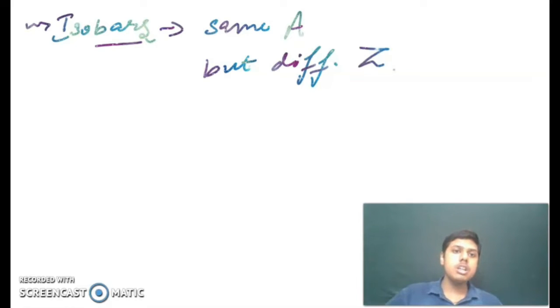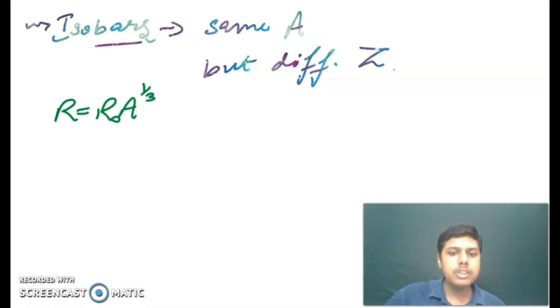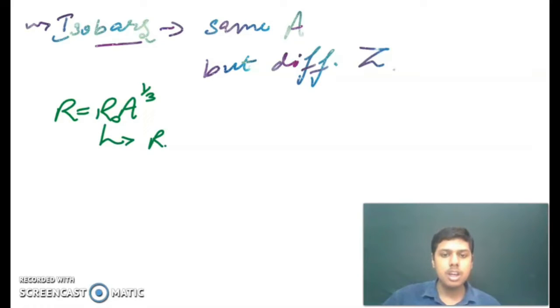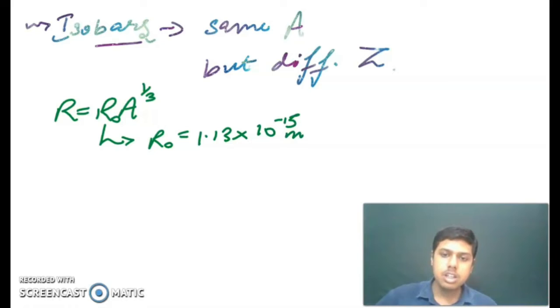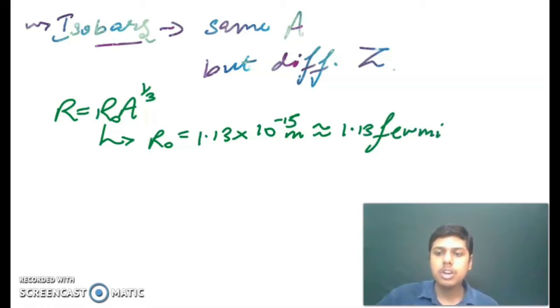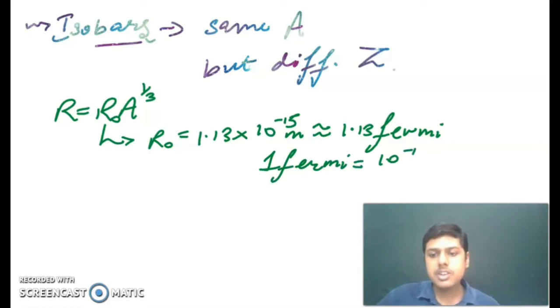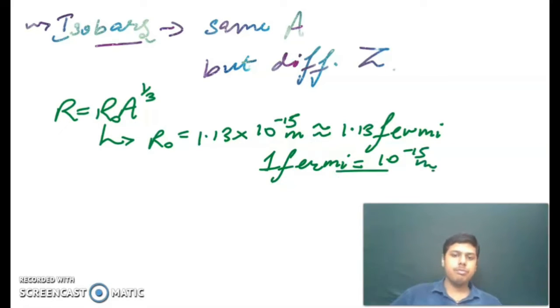Now there is a relation for the radius of nuclei, that is r is equal to r naught into A to the power 1 by 3. Here this r represents the radius. R naught is a constant. The value of r naught is near about 1.13 into 10 raised to the power minus 15 meters, or we can write it to be equal to 1.13 Fermi, because 1 Fermi is equal to 10 raised to the power minus 15 meters. Now here A is the mass number, right?